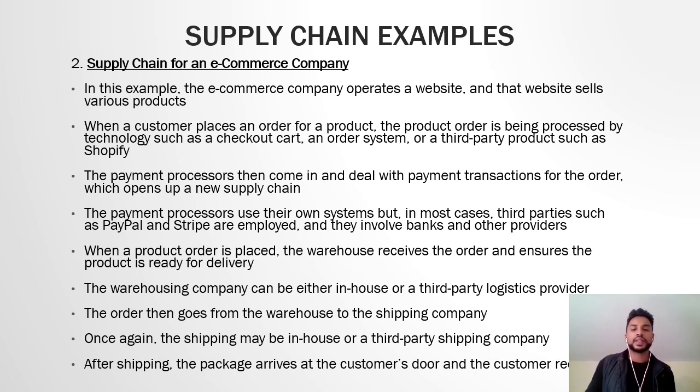When a product order is placed, the warehouse receives the order and ensures the product is ready for delivery. Okay, so that's when our supply chain is starting, right? It starts from when the order is placed. Now you get the order. Now you have to get the product ready. Then from the warehouse where the product is, it gets shipped to the shipping company, and then from the shipping company, it could go directly to the client. For example, in Amazon's case, it goes directly to the client, right? So from the warehouse where it's ordered to the client. That's basically how the supply chain for e-commerce works.